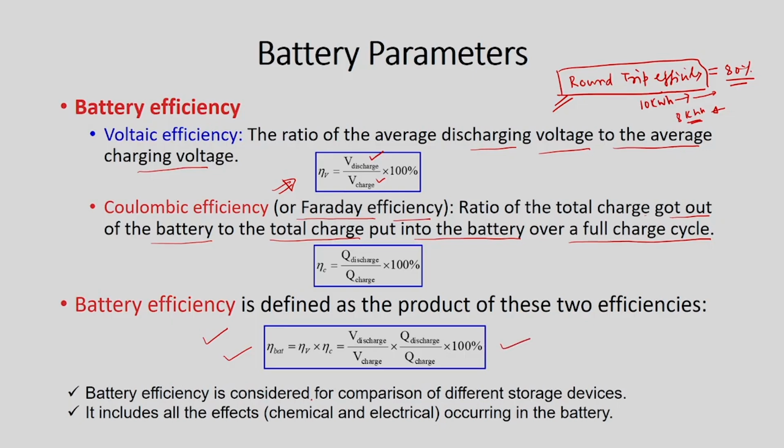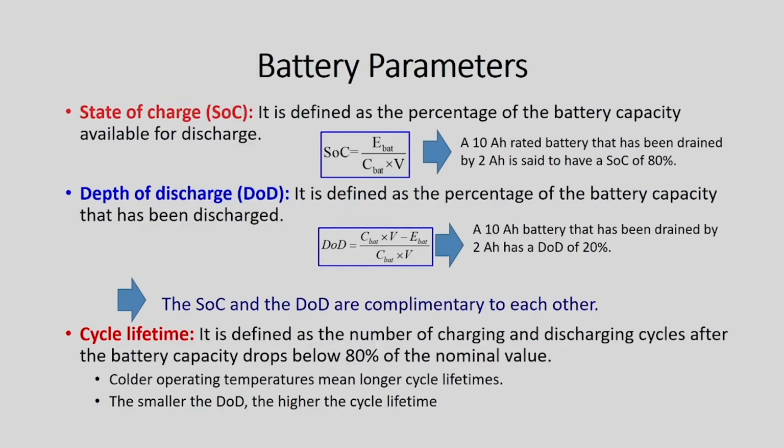This battery efficiency is considered for comparison of different storage devices, and it includes all the effects, chemical and electrical, occurring in the battery. So, these efficiencies are important for evaluating a battery. Also, we must know what is the state of charge of a battery, which is defined as the percentage of the battery capacity available for discharge. What we see in the mobile phone nowadays, it shows 80%, 70% battery remaining, that means that SOC is 70%.